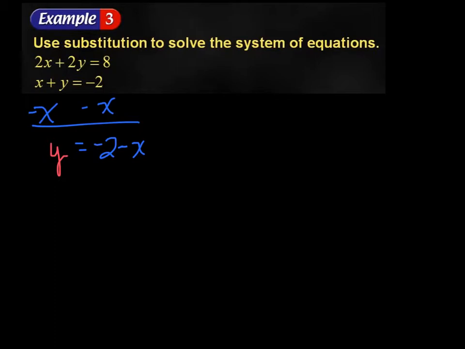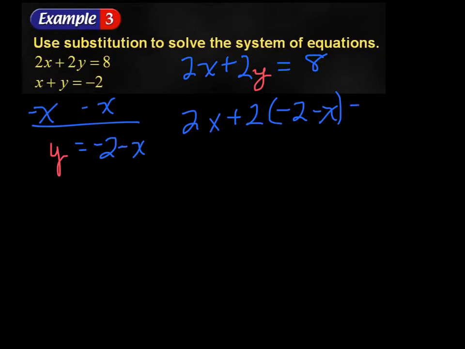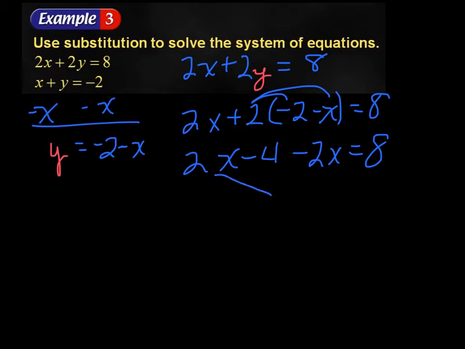So we have 2x plus 2y equals 8. So where there was a y, I'm going to substitute in what y equals. So 2x plus 2 times (negative 2 minus x) equals 8. And once again, we distribute. So we have 2x minus 4 minus 2x equals 8. Combine our like terms. Ooh, 2x minus 2x is no x. Houston, we have a problem. Negative 4 does not, in fact, equal 8.